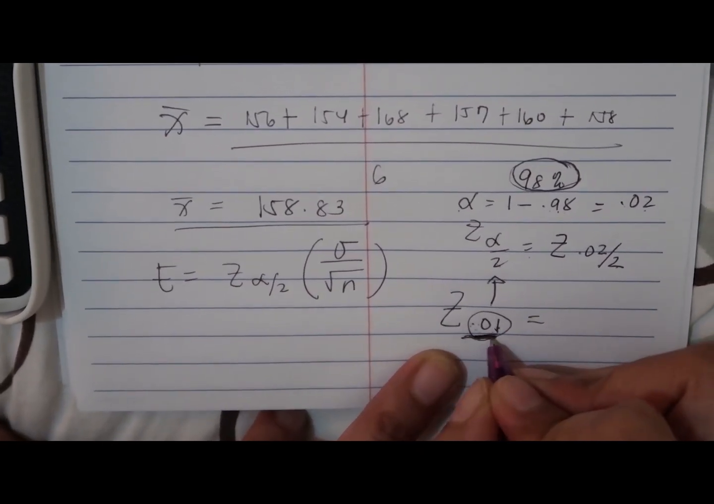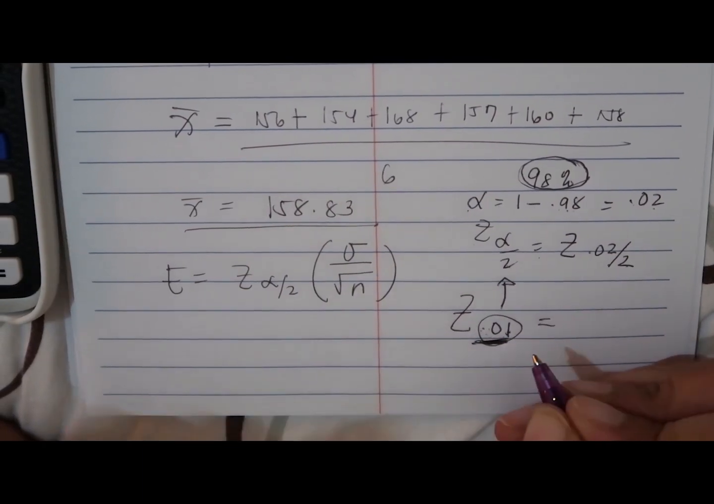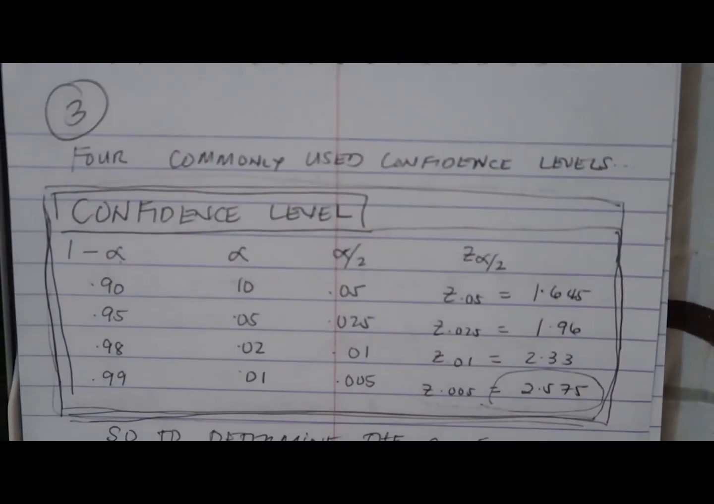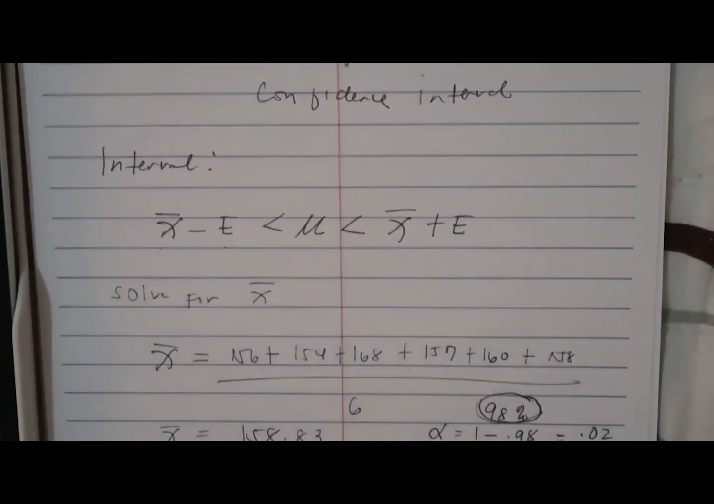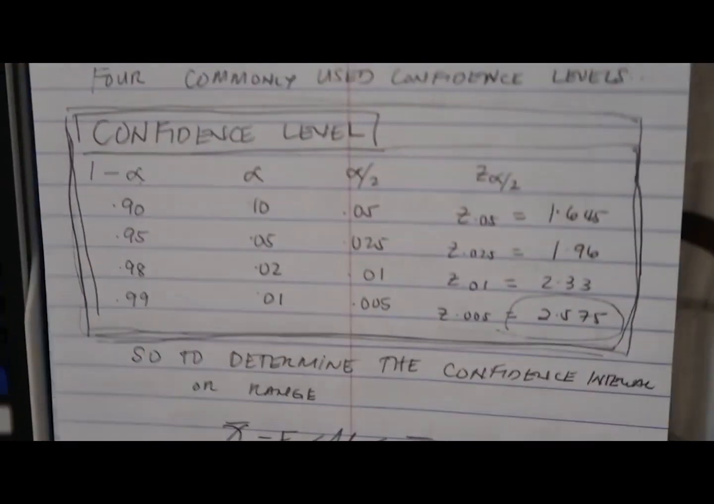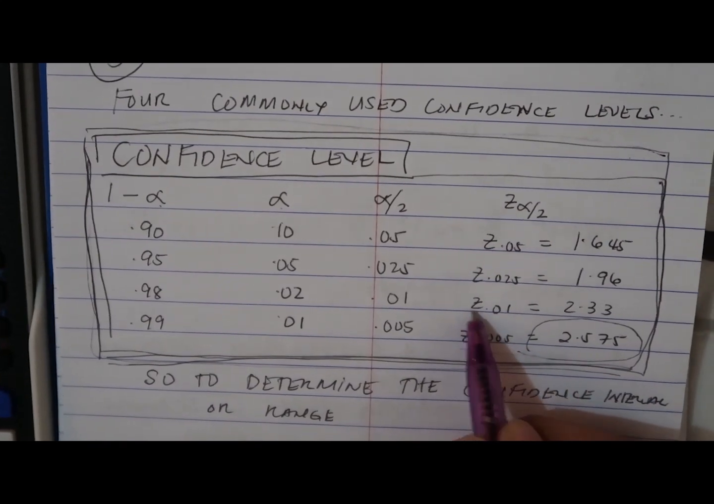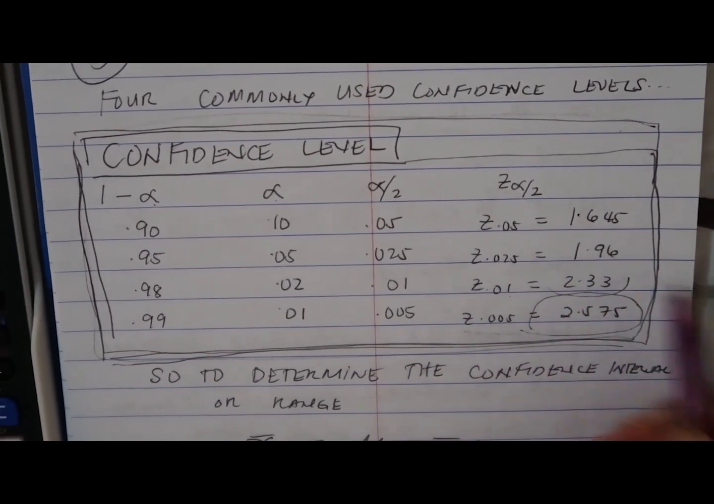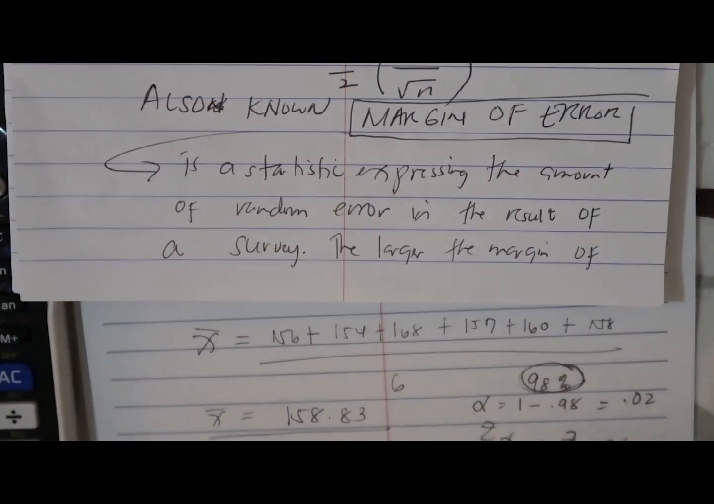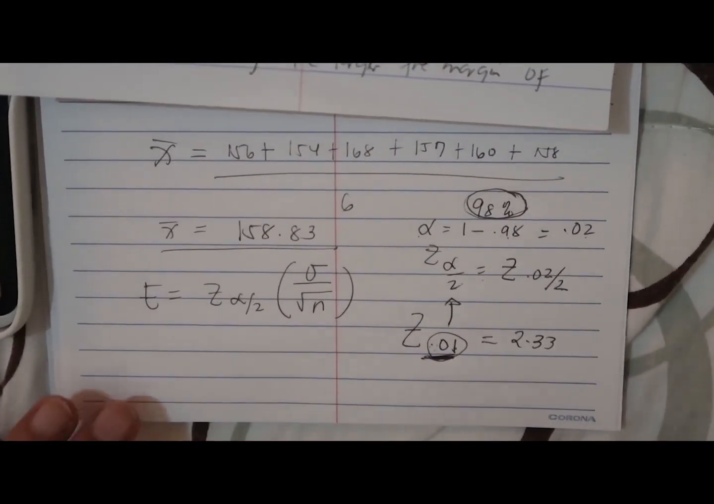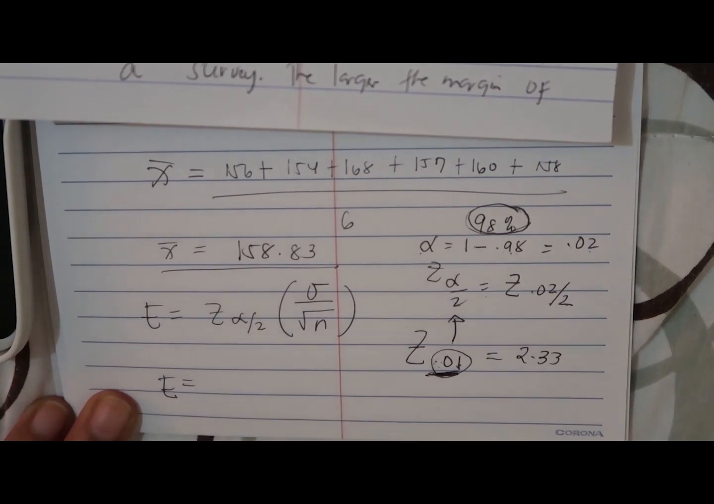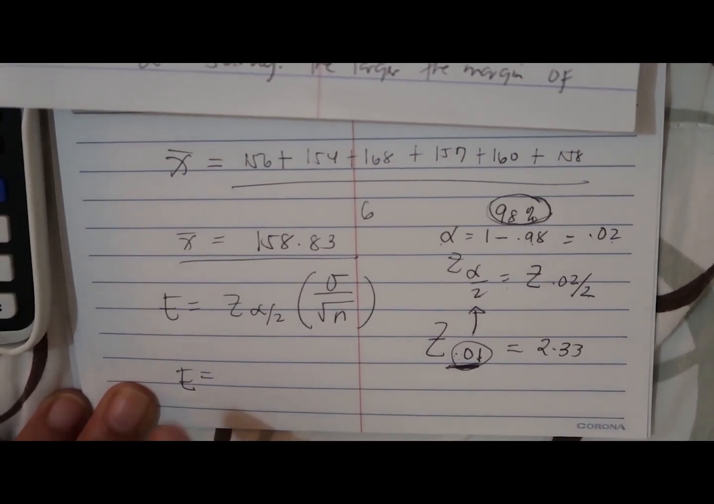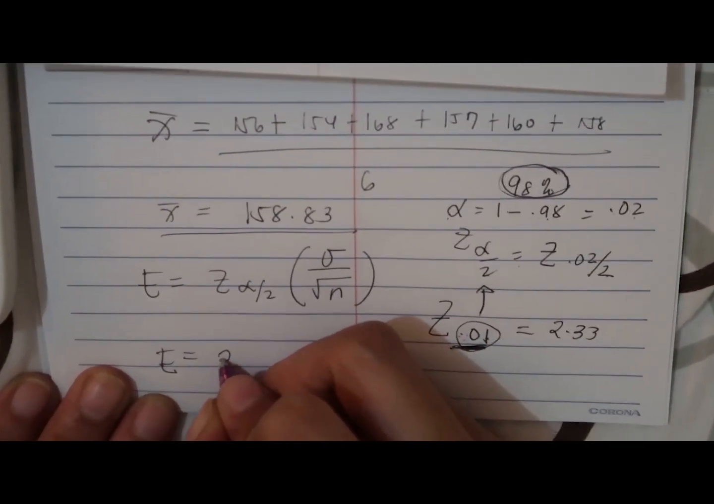Now, to determine the value of Z.01, use the table. Don't worry, the table is given in the exam. So look for Z.01. So the value of Z.01 is 2.33. So, 2.33. Now, we can determine the margin of error by substituting it.